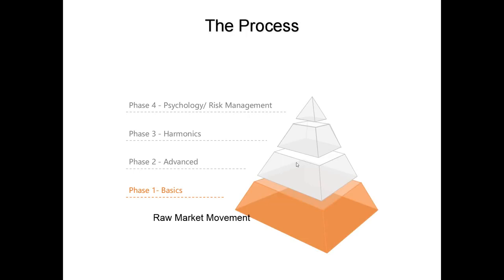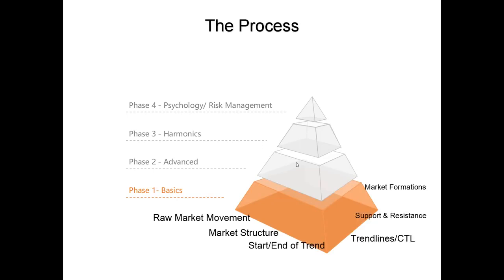The basics are going to consist of, you guys already know them, so write them down. Raw market movement, market structure, the retests, when it breaks and retests. The start and end of trends, so spotting when a trend is ending, and then when it's reversing. You need to know that and study that. Trend lines and counter trend lines. Write this down: support and resistance and market formations. I'll give you guys a second.